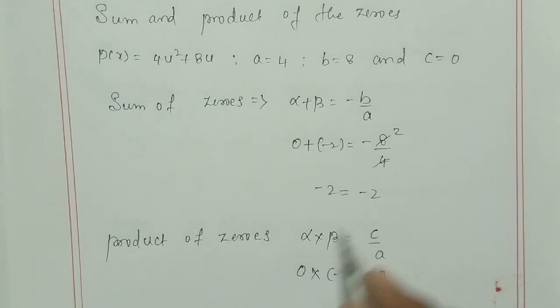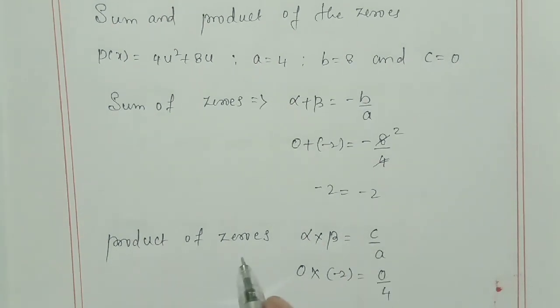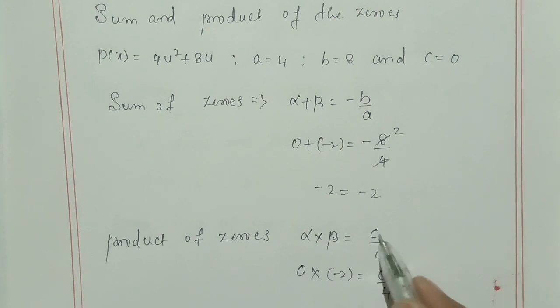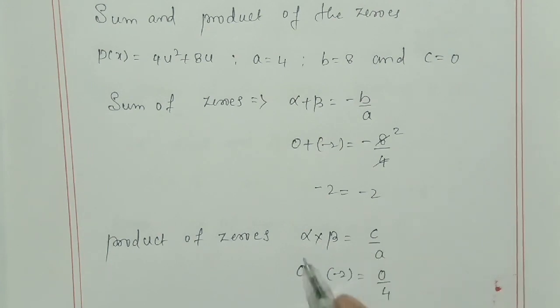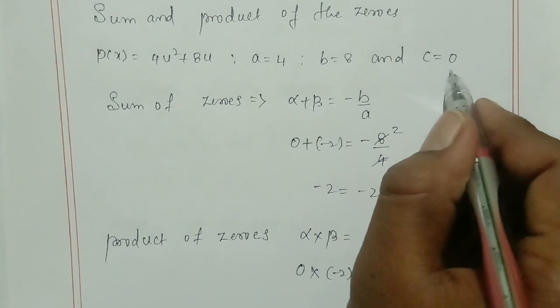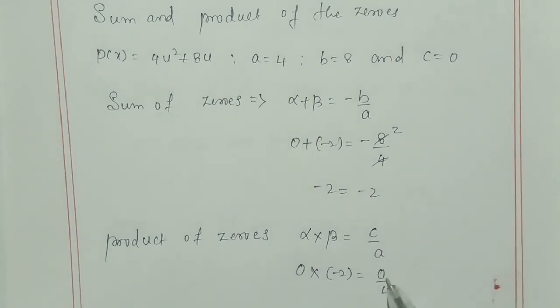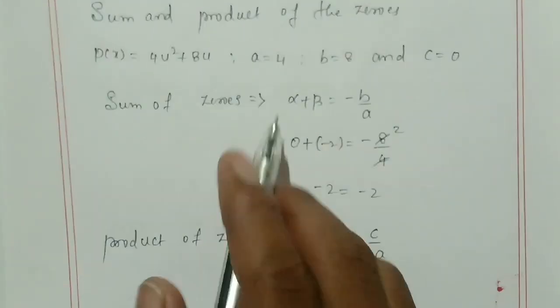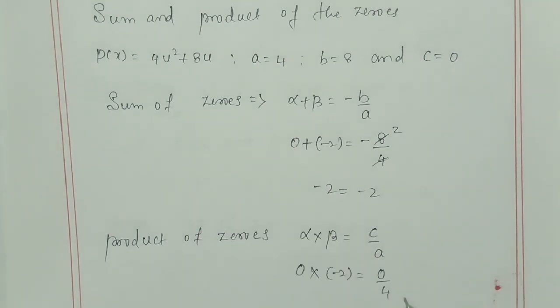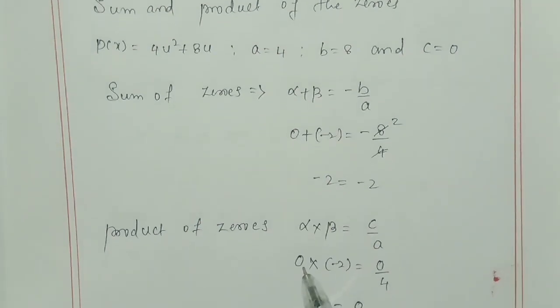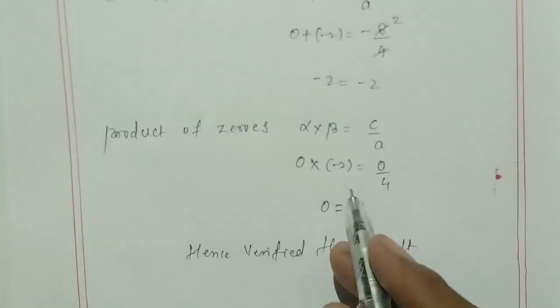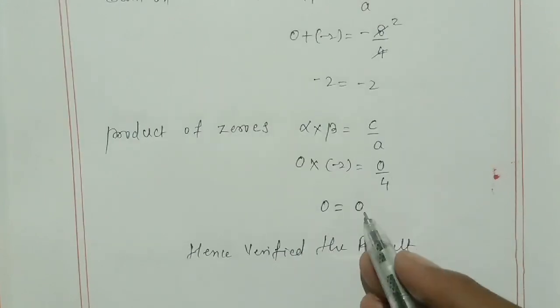Next you can go to the product of zeros. Alpha into beta, which equals c by a. You know this formula. Alpha value we can substitute 0 and beta value is minus 2, which equals c, the constant. There is no constant, that is 0. So you can substitute here c value, that is 0, and a is 4. So next you can find its product. 0 into minus 2 is 0, 0 by 4 is 0.